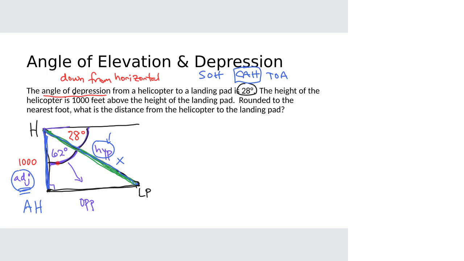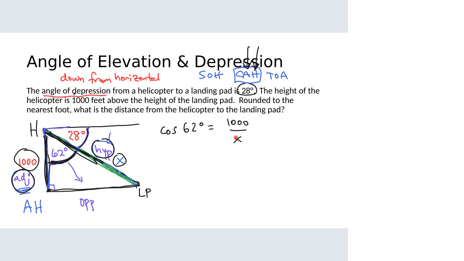And now we're back to a normal thing where I know an angle, I know a side, and I'm looking for a side. I know this angle, I know the adjacent, I'm looking for the hypotenuse, so I'll use cosine. The cosine of that 62-degree angle is going to be, let's see, cosine is adjacent over hypotenuse. So that's my 1,000 over x, the thing I don't know.